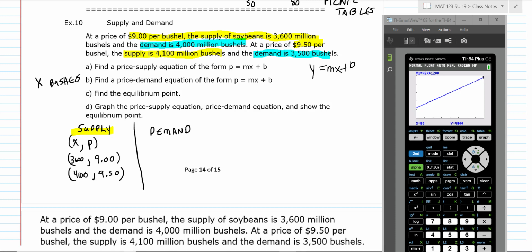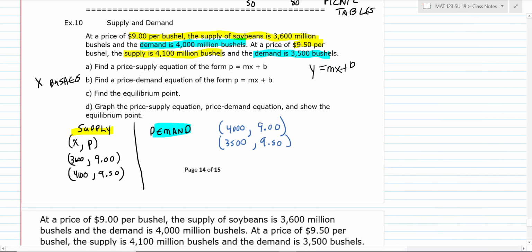Now we're going to do the same thing with demand. So demand is going to go like this. That's what I highlighted in blue. This problem said when you had a price of $9, the demand was 4,000 million bushels. And then read on, it says when the price changed to $9.50, then that changed to 3,500 million bushels. So that's the key stuff right there.